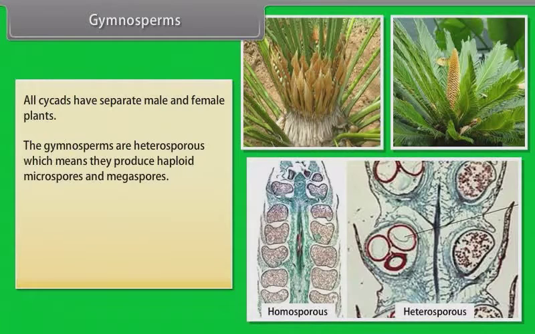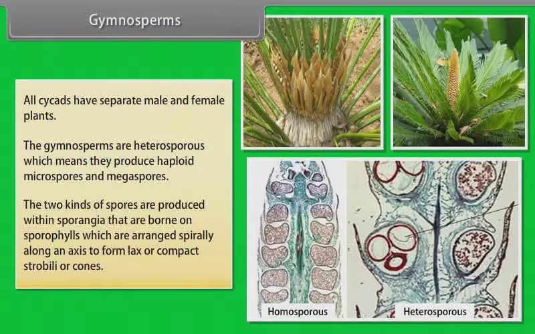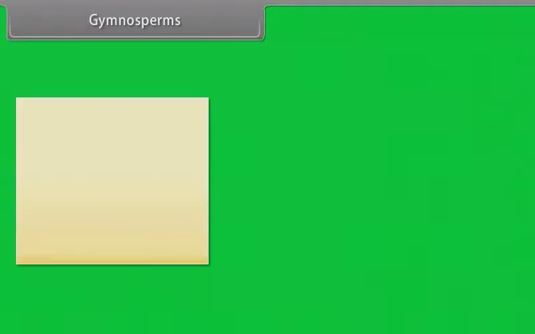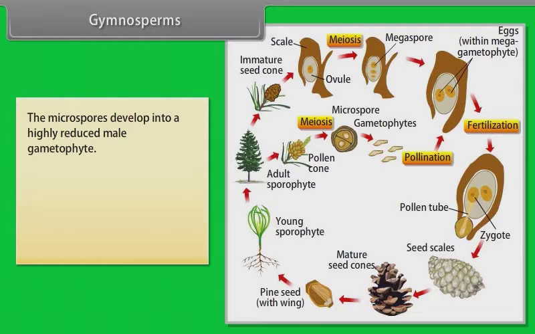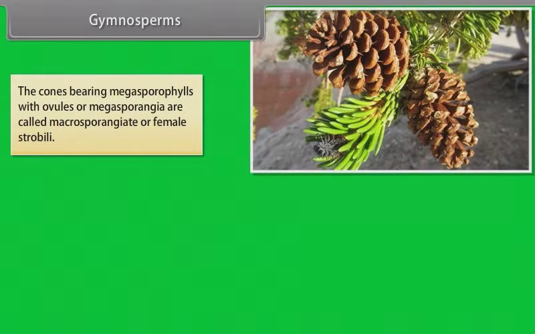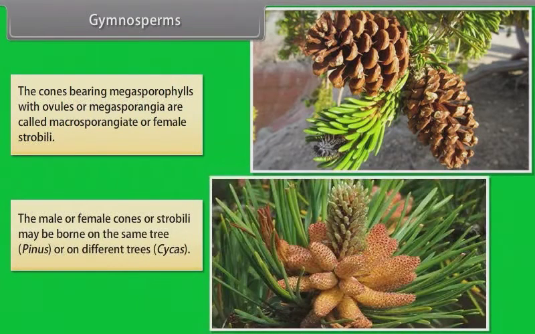The gymnosperms are heterosporous, which means they produce haploid microspores and megaspores. The two kinds of spores are produced within sporangia that are borne on sporophylls, which are arranged spirally along an axis to form lax or compact strobili or cones. The strobili having microsporophylls and microsporangia are known as microsporangiate or male strobili. The microspores develop into a highly reduced male gametophyte called a pollen grain. Pollen grains are developed within the microsporangia. The cones bearing megasporophylls with ovules or megasporangia are called macrosporangiate or female strobili. The male or female cones may be borne on the same tree, as in Pinus, or on different trees, as in Cycas.